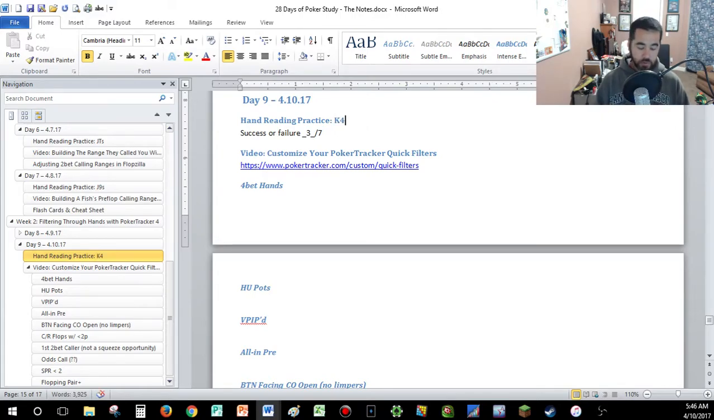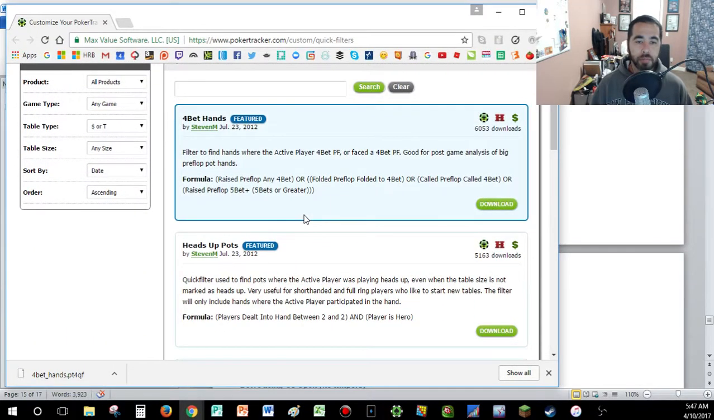So, King-4 suited hand. It was a success. Even though we lost the hand, we narrowed him down pretty well just now. So we're good 4 out of 7 times so far. Failed on 3. Okay, let's get to this Poker Tracker 4 custom download page.